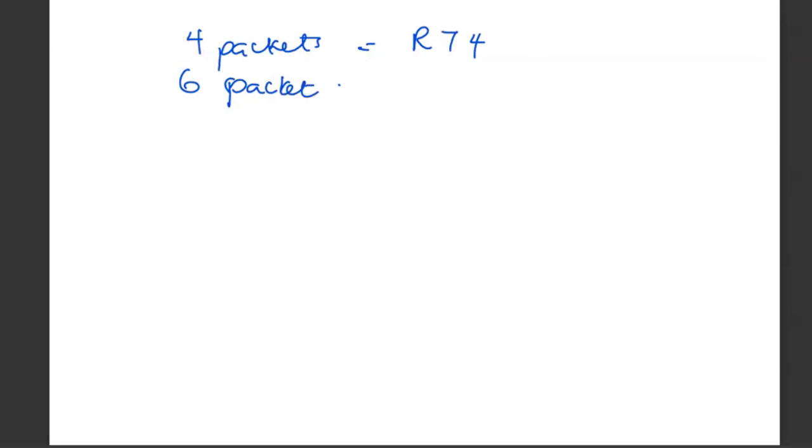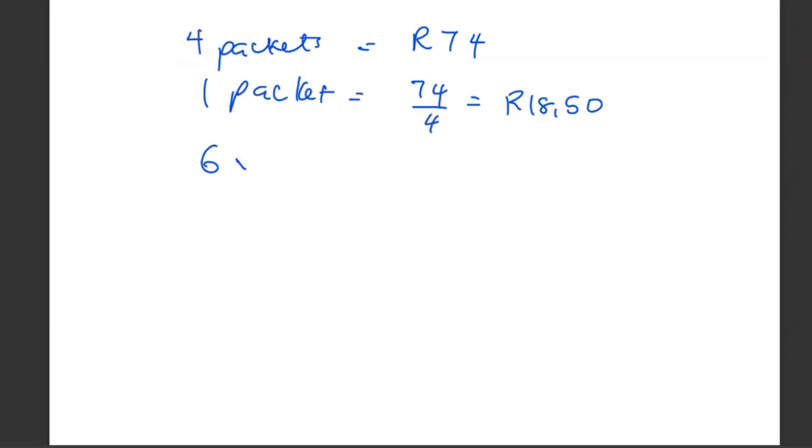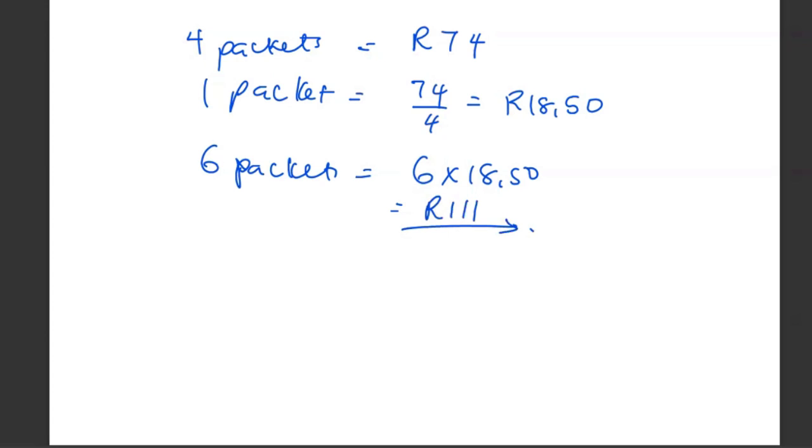So someone can also start by looking at the cost of 1 packet, okay, to say that 1 packet is going to cost 74 divided by 4. Okay, so 74 divided by 4, that's 18 rand and 50 cents. And then speaking of 6 packets, it's going to be 6 multiplied by 18.50. So 6 times 18.50 gives me 111. Okay, so that is what we are having in that case.